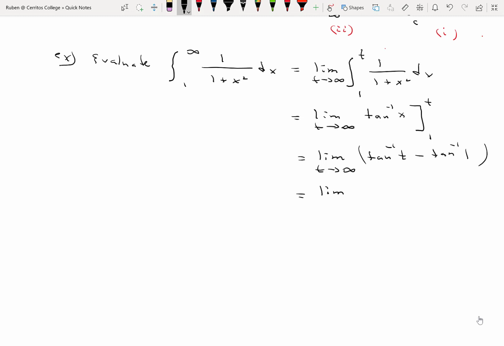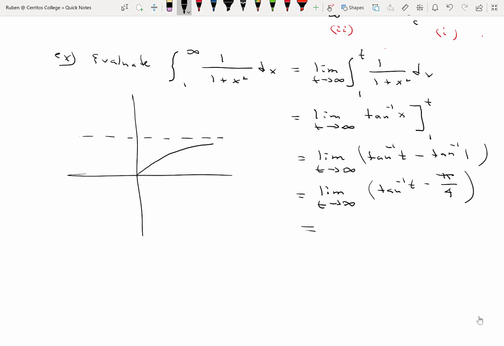The inverse tangent of 1 is pi over 4. Remember, the tangent of pi over 4 is 1, so the inverse tangent of 1 is pi over 4. Finally, we take this limit. As t approaches infinity, remember the inverse tangent function has a horizontal asymptote.